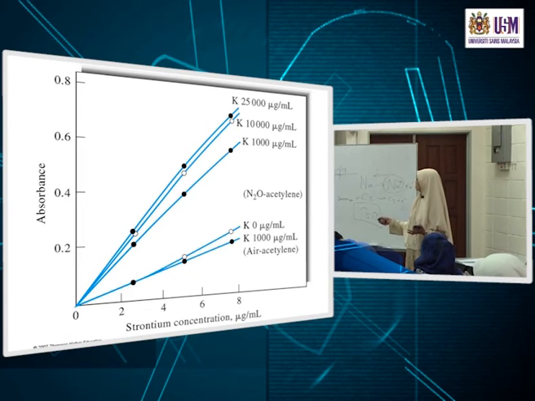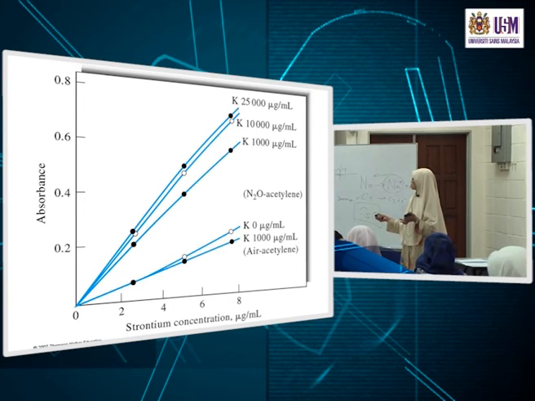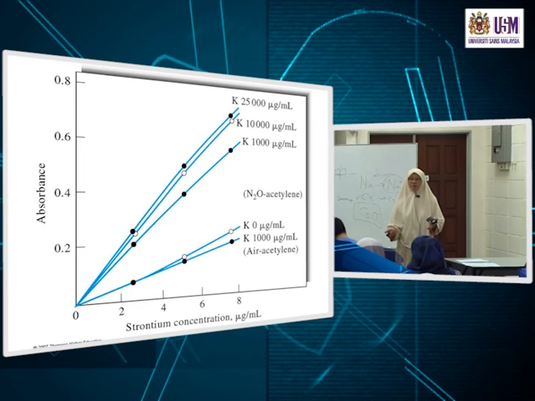Why do you think the absorbance is higher for nitrous oxide? In both cases, we have tried to overcome the ionization. We added some potassium. So it's not ionization. What is it? Why is this black dot of lower absorbance compared to this one? Same concentration of strontium, same concentration of ionization suppressor, but only the flame is different. Higher temperature flame.